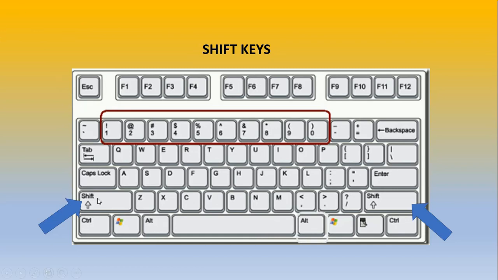You have to press it with the shift key. You press shift and press 1 along with it. Exclamation sign will be printed. You press shift and press 2 along with it. @ will be printed. You press shift and press 3 along with it. Hash will be printed. Press shift and press 4 along with it. Dollar will be printed. So shift is never used alone. It is always used in combination with some other key.